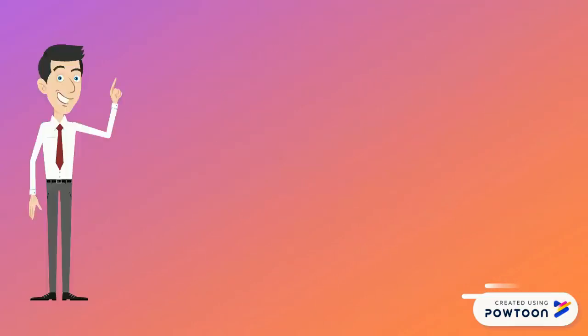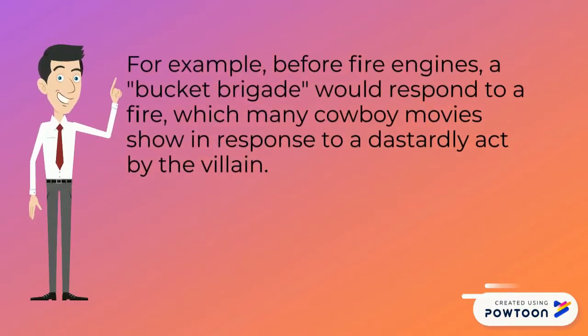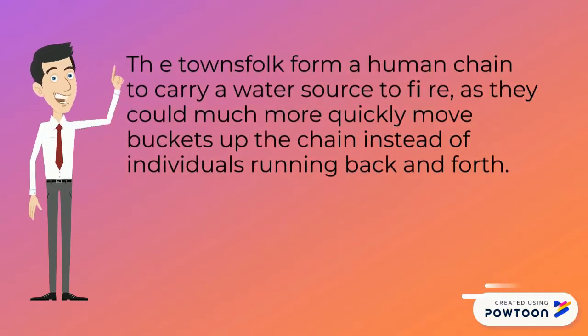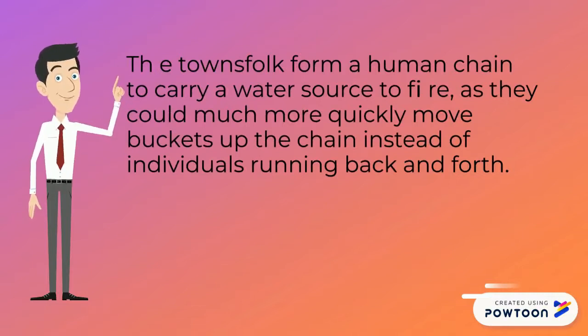For example, before fire engines, a bucket brigade would respond to a fire, which many cowboy movies show in response to a dastardly act by the villain. The townsfolk form a human chain to carry a water source to the fire, as they could much more quickly move buckets up the chain instead of individuals running back and forth.